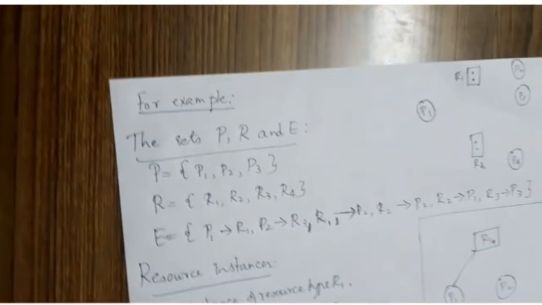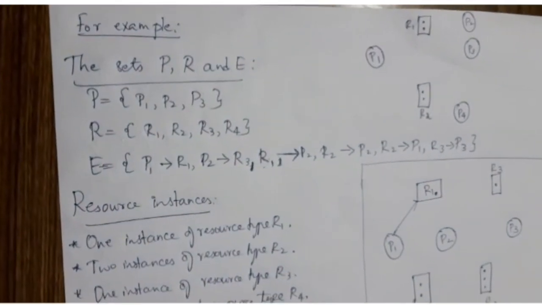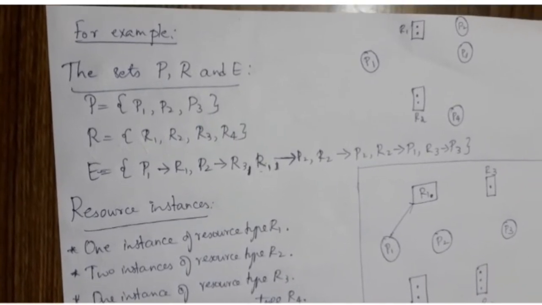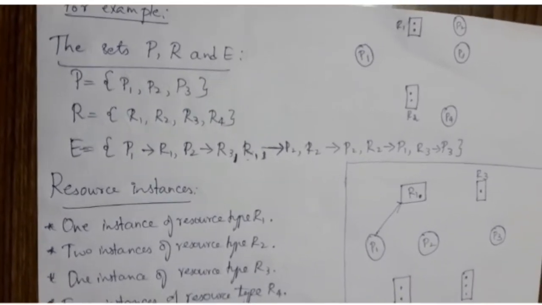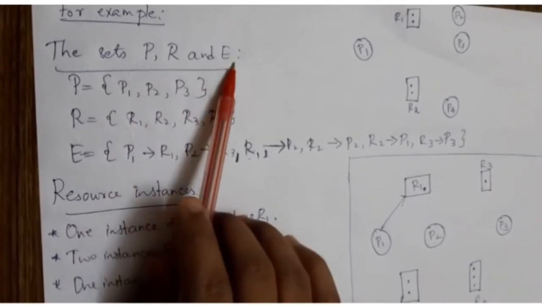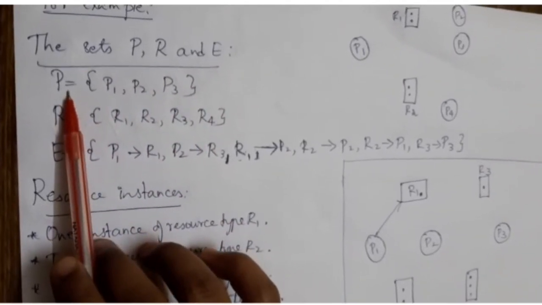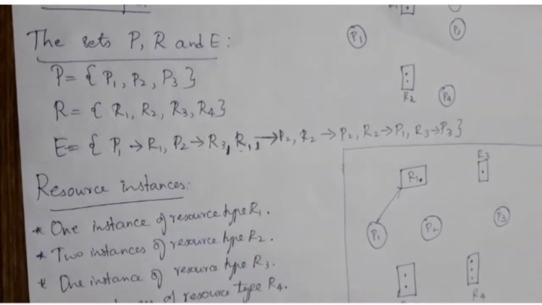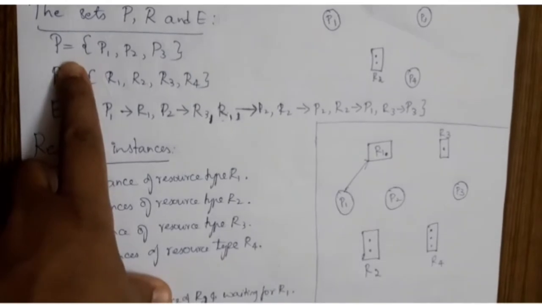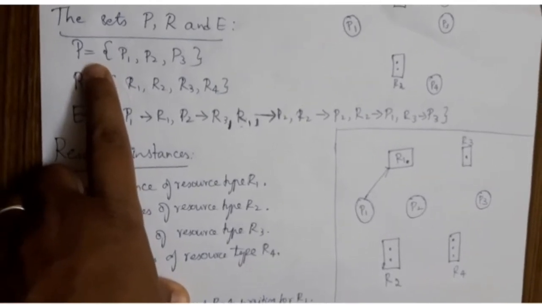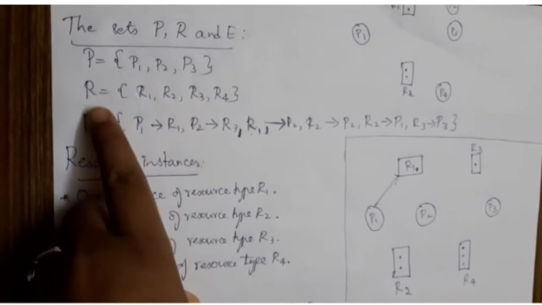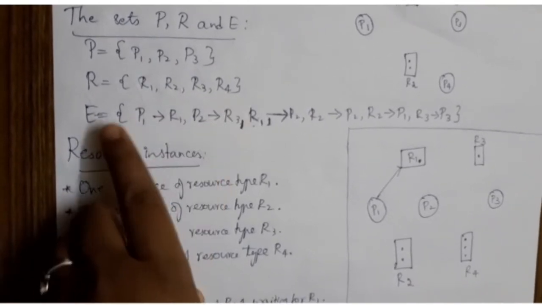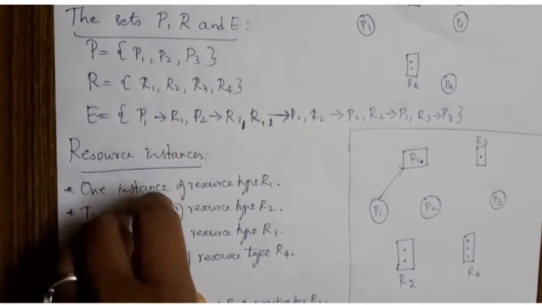Now we shall see how to write the resource allocation graph. Now, as you can see here, the sets P, R, E. P is nothing but the set of processes, R is nothing but the set of resources, E is nothing but the set of edges. What is this? We will see. It tells that P is a set of processes which contains P1, P2, P3. R is a set of resources which contains R1, R2, R3 and R4. Now, what are these edges? We will see it later.